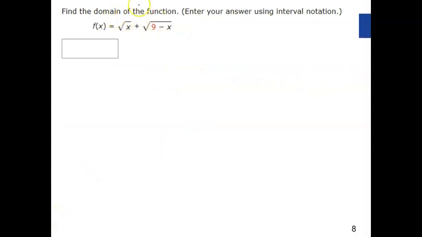Okay, this one is already combined together. It's just asking us for the domain on it. We've got 2 separate functions combined together, so we need to look at their individual domains. For this one, we would take what's underneath the radical and set it greater than or equal to 0. So we know that it has to be positive or 0 for this part to work. On this one, we're going to do the same thing. Okay, so we get 9 is greater than or equal to x.